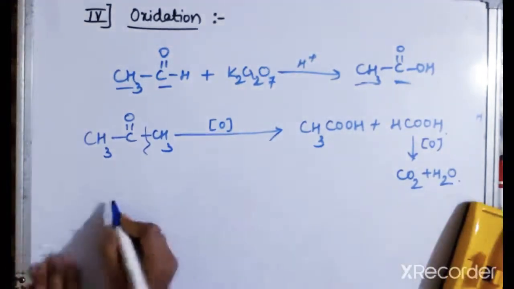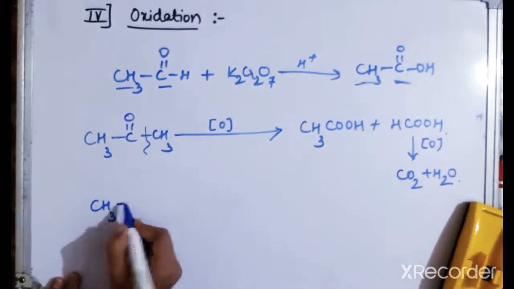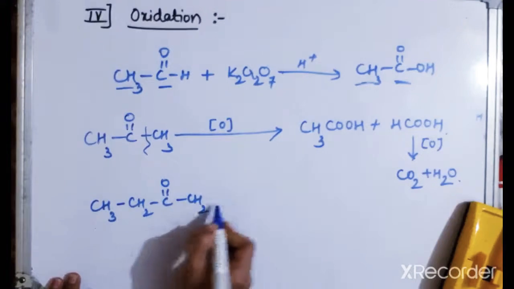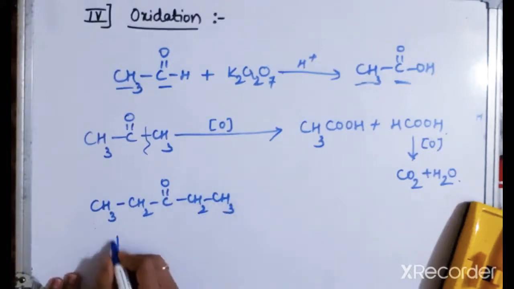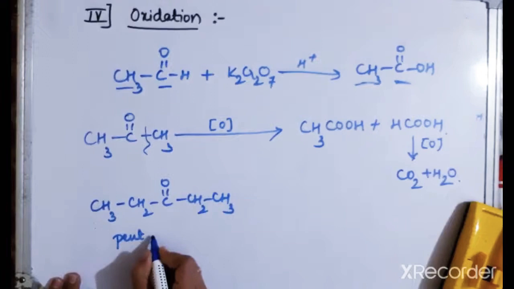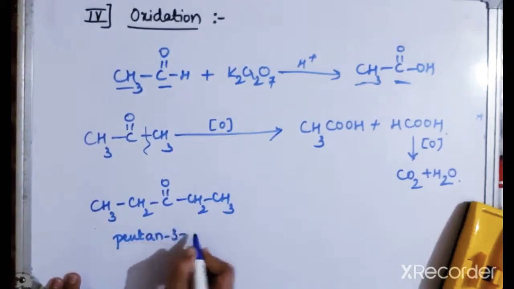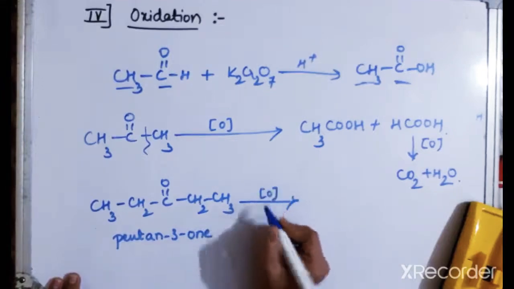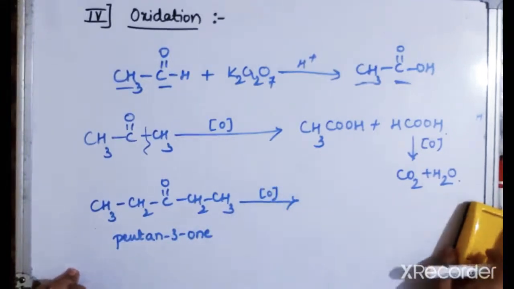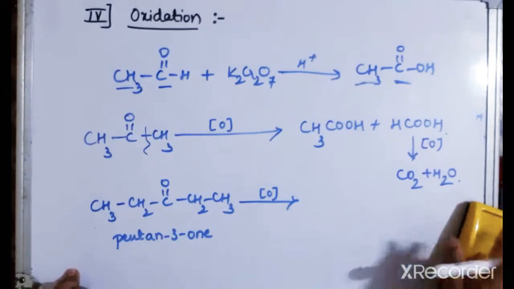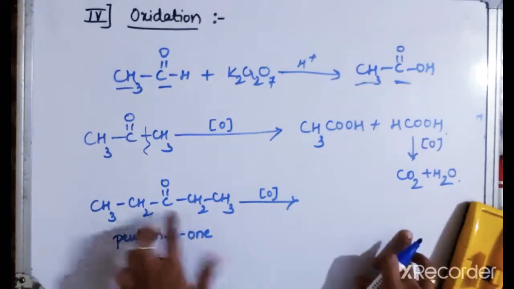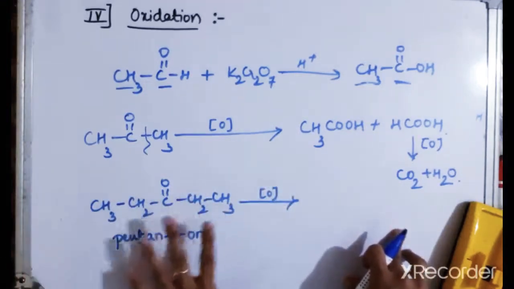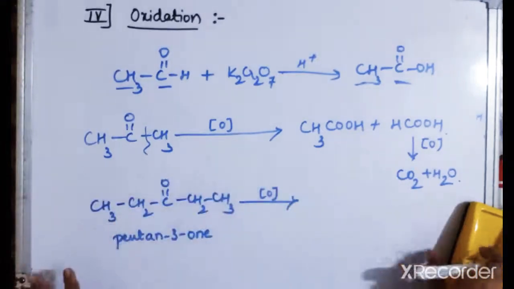If I take here another example of pentan-3-ol. If this is the compound, this on oxidation gives a mixture of products. So how is the mixture of products formed? See, as it is a symmetrical one, either you can cleave here or cleave here, you'll get the same compound. Okay, no problem. If it is unsymmetrical, then you will get a mixture of compounds.